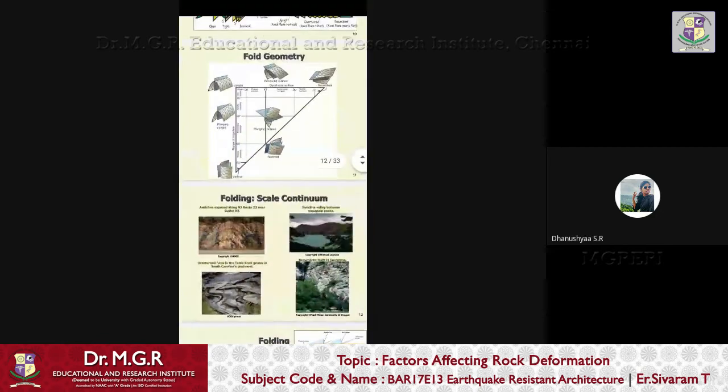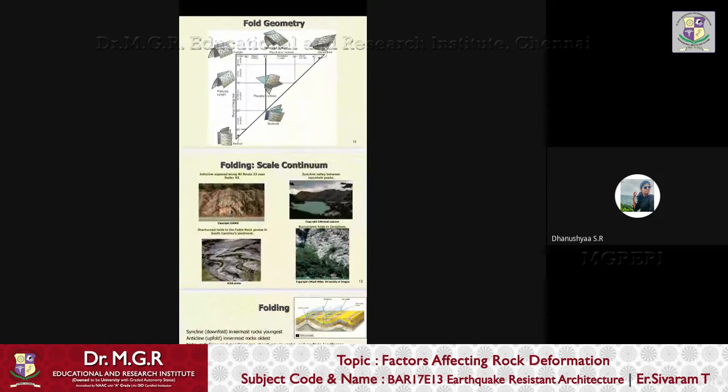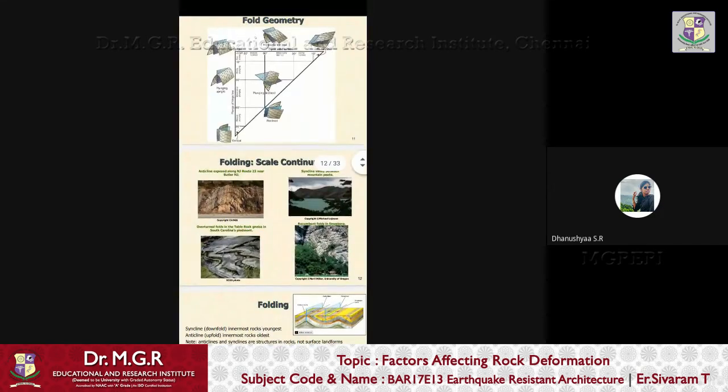So these are the different fold geometries. We discussed what folds are, the fold structure, that is anticline and syncline, and the fold axis. Now we are going to see fold geometry. There are different geometries in which folding may occur. This is an upright fold geometry. Another is plunging upright, and another is plunging inclined. These fold geometries can happen because of pressure variation and other factors.